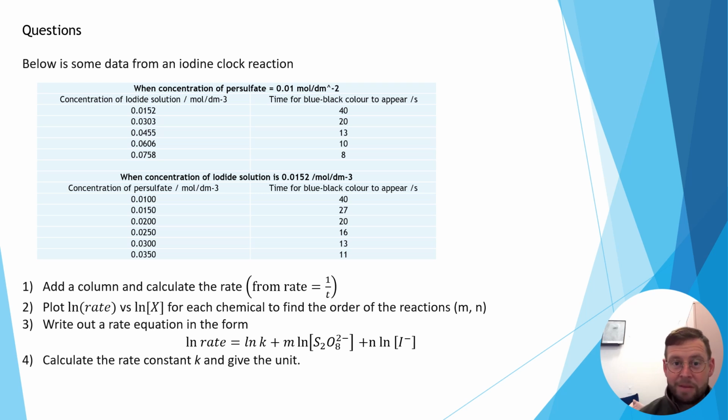Final step: with any data from this table, can you substitute that data into this formula to calculate what the rate constant k would be for this data? And from the overall order of this reaction, can you also work out what the unit of k would be?